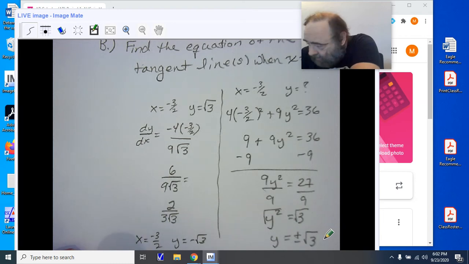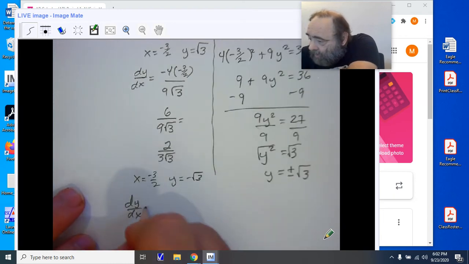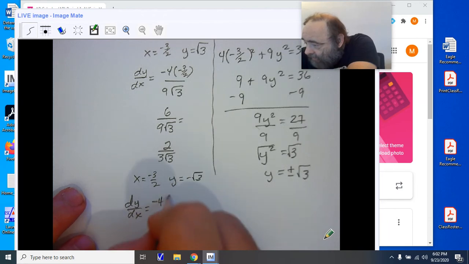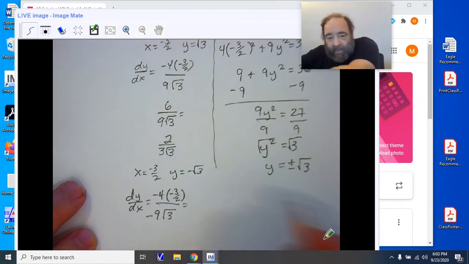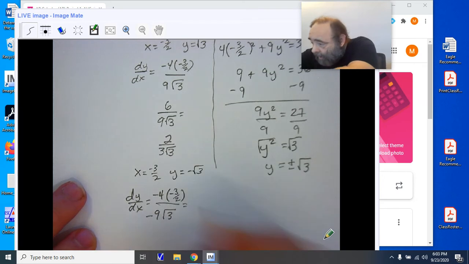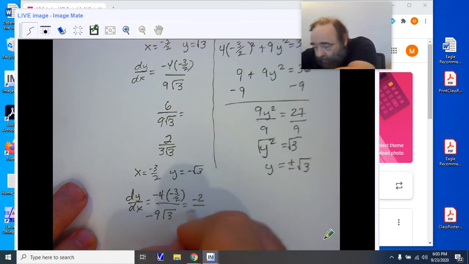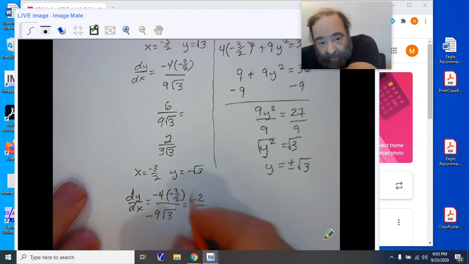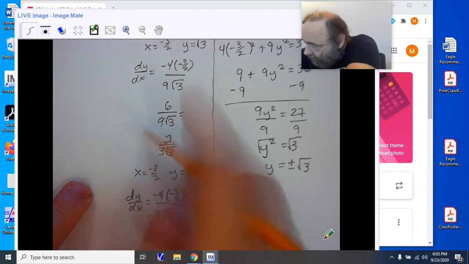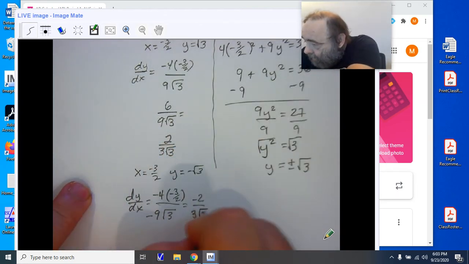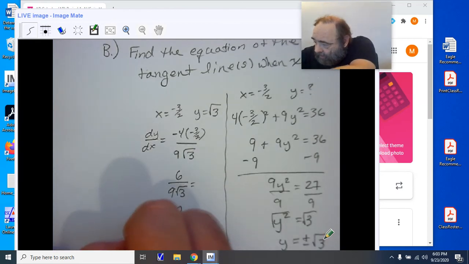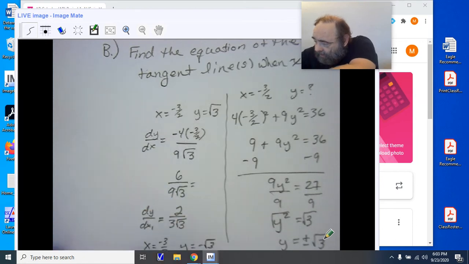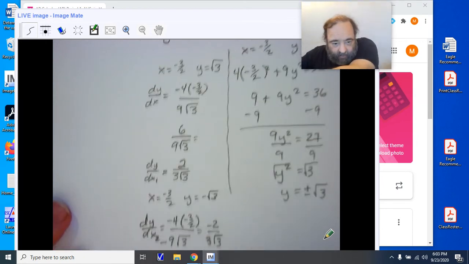Now, if we use x equals -3/2 and y equals -√3, the only thing that's going to change in our dy dx is going to be 3 negatives instead of just 2. And that means that my answer is going to be the exact same thing, but simply opposite. So -2/3 √3. Now you notice I now have two different slopes. Here's one dy dx, and here's the second dy dx.